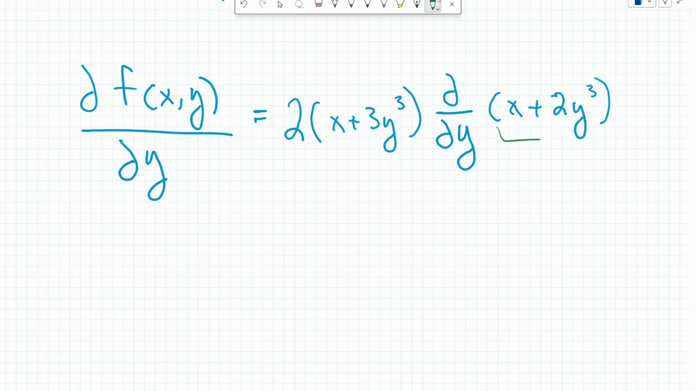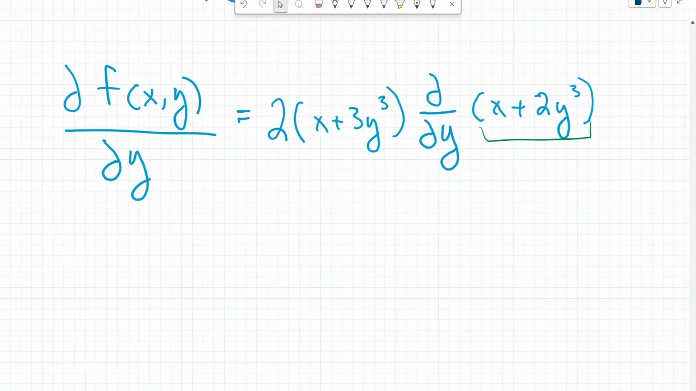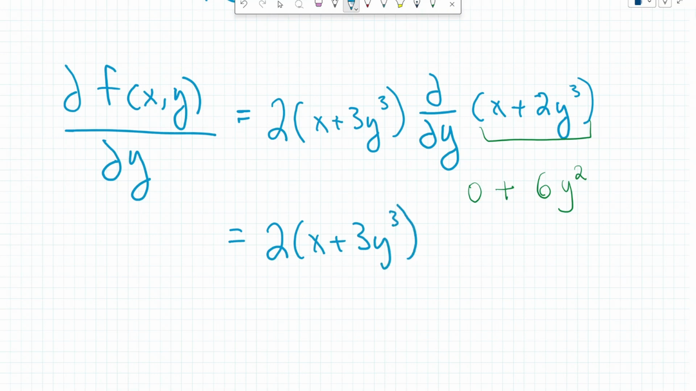And now let's calculate this partial derivative. Again, x is being treated as a constant. We know the derivative of a constant equals 0. And then we're going to use the power rule to calculate this derivative for 2y cubed. So we're going to have 0 plus 6y squared. Now if we put this all together, our final answer is going to be 2 times (x plus 2y cubed) multiplied by 6y squared.